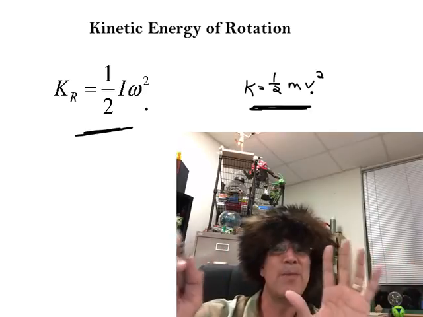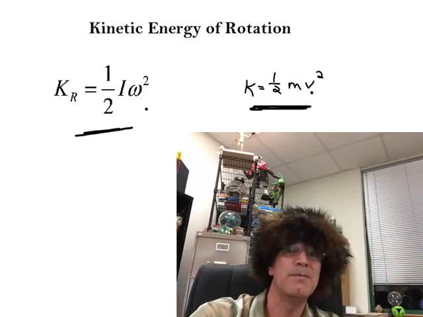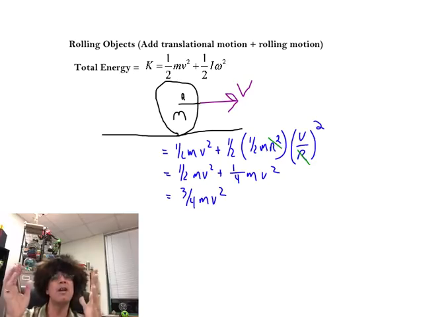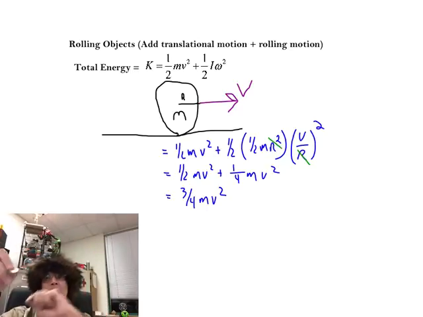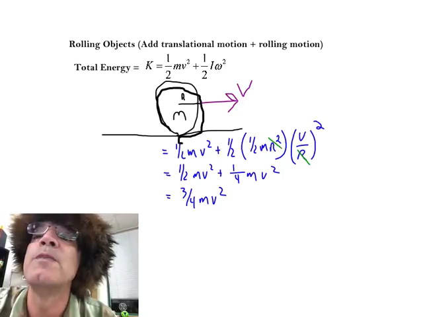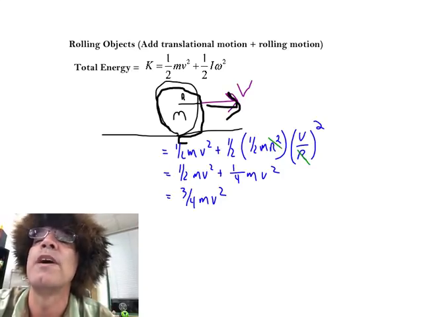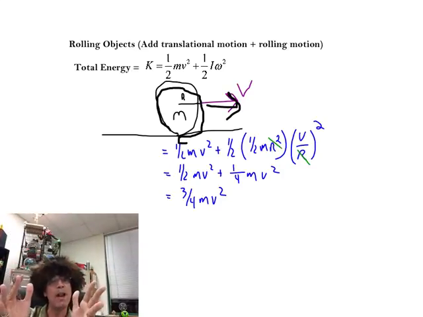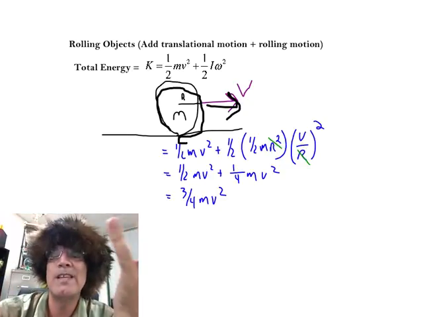Now, let's do an example that shows you how they get a little more complicated. If we want to know the total energy of a rolling object, something that's round and is rotating but also moving in that direction, it has both 1/2 mv squared and 1/2 I omega squared. But to make things a little more complicated, these two things are related.